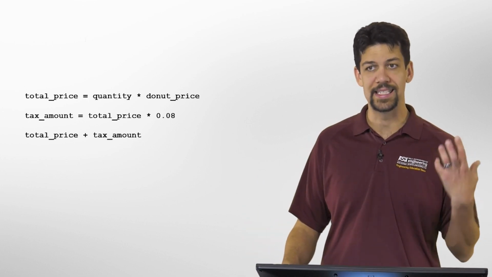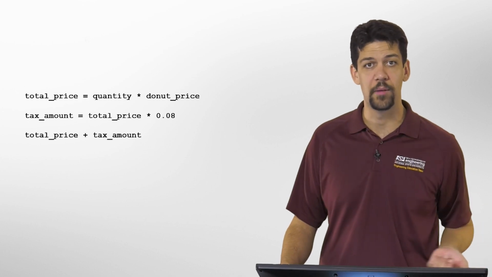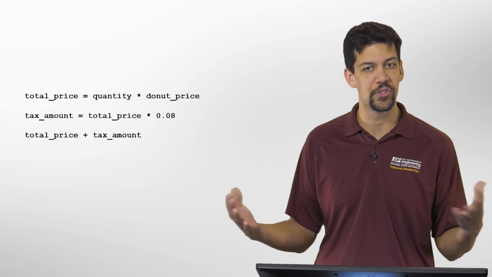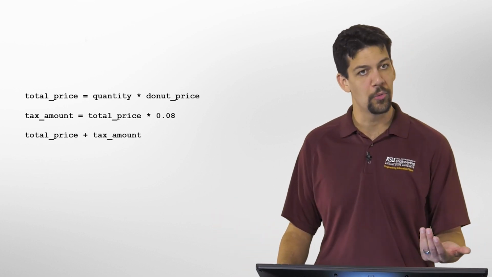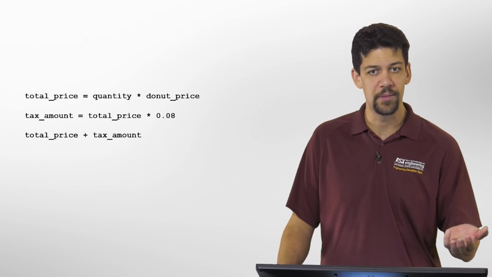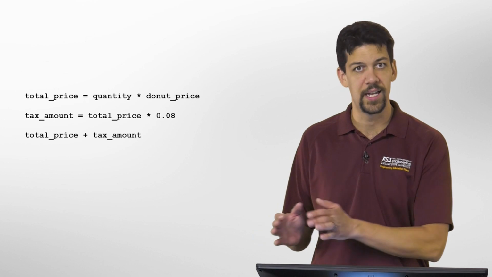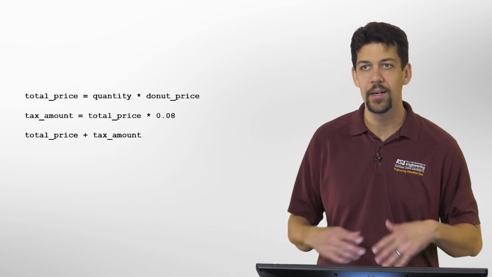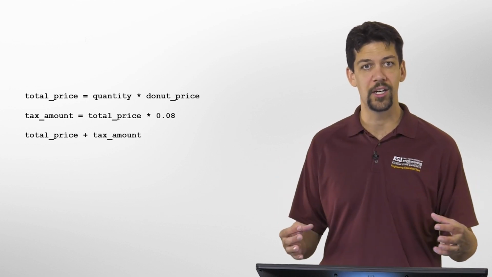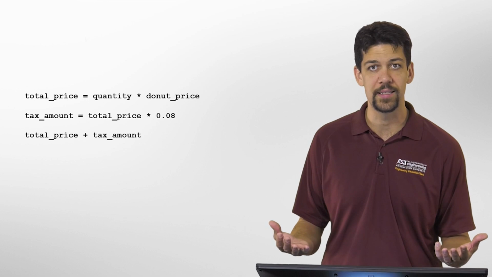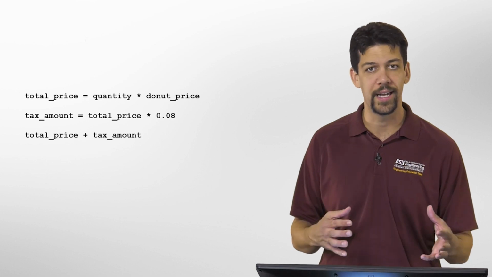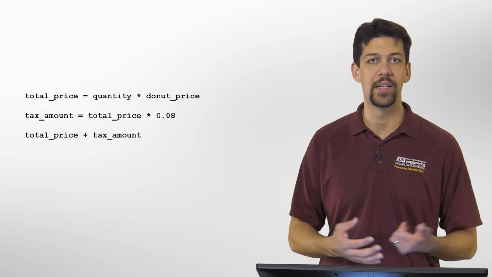The last line says exactly what we would say to somebody else. Say the sale price, whatever should be charged, is the total price, which is the quantity times the number of donuts, plus the tax amount, which is the total price times the tax amount. Very clear, very easy to pull apart, and this is what we call self-documenting code. We don't need to explain what this does because the variables do it for us, and the language itself working together makes it obvious what is going on.